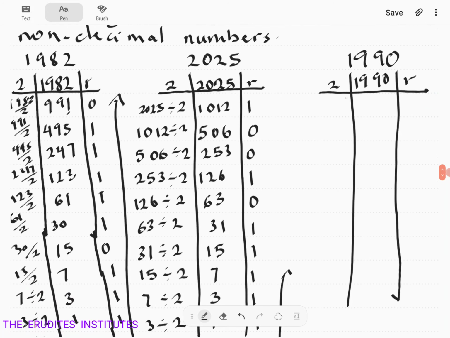So in this case, we have 1990 divided by 2. That would give us 995 with a remainder of 0. Then we have 995 divided by 2, and that would give us 497 with a remainder of 1. So we next have 497.